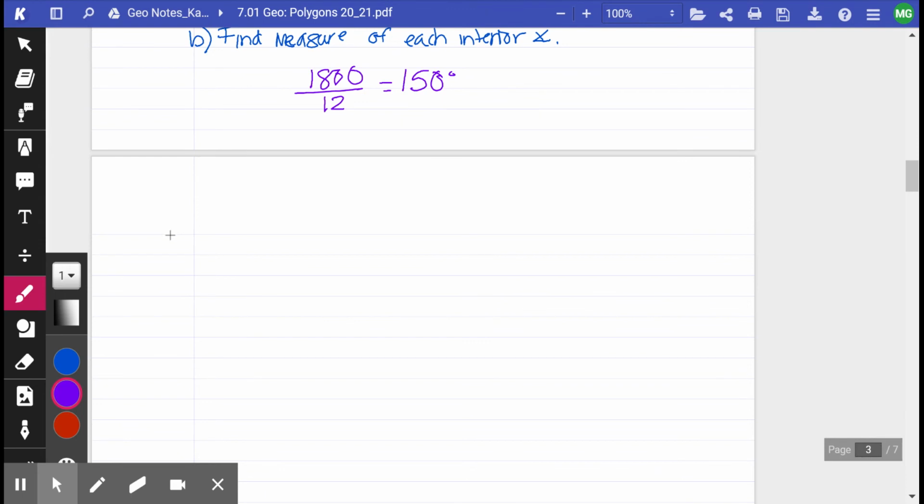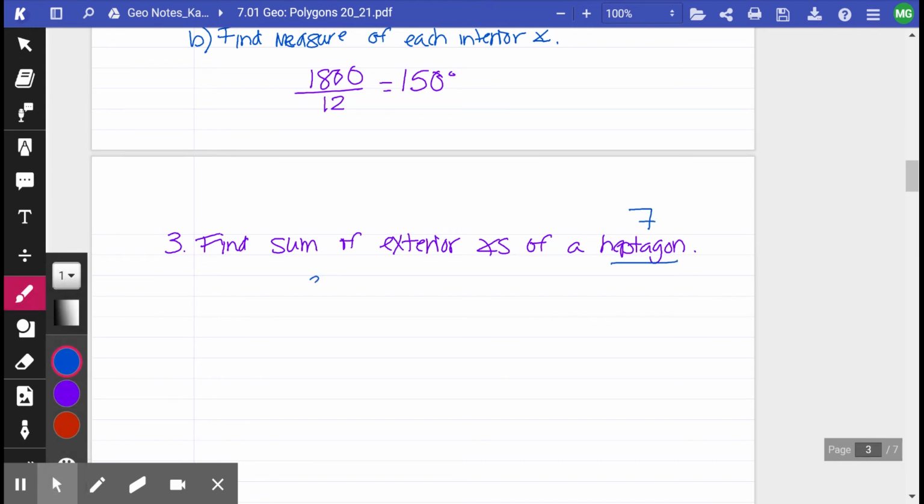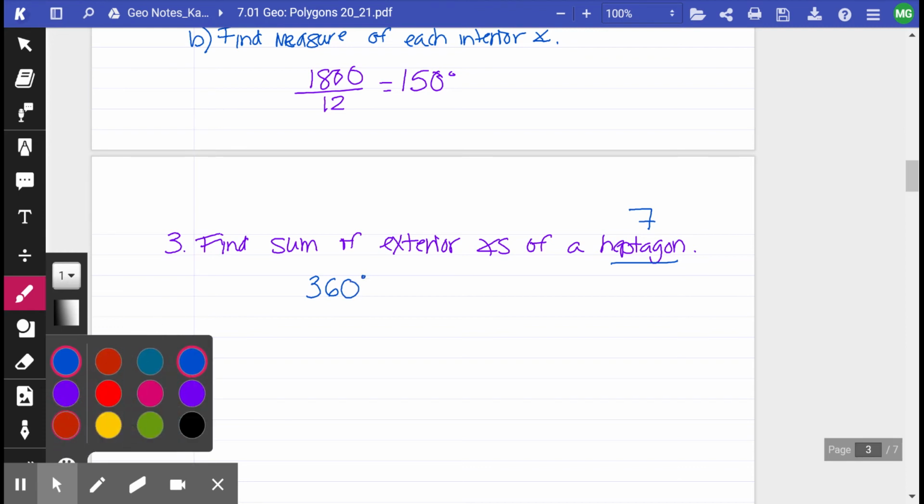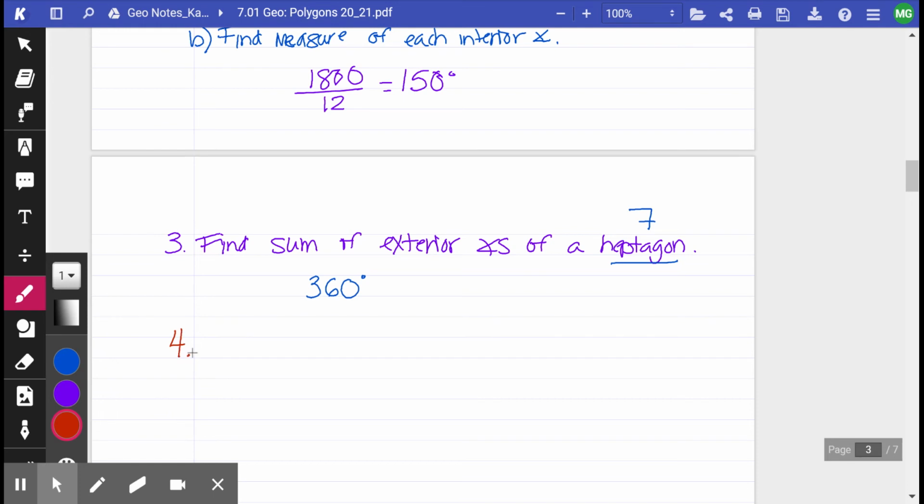All right. Next, number 3. Find the sum of the exterior angles of a heptagon. Using your formulas, pause the video and see if you can do this. All right, so first of all, a heptagon has 7 sides, but it doesn't really matter because all of the polygons have a sum of their exterior angles at 360 degrees. Actually, let's do part B for that one.